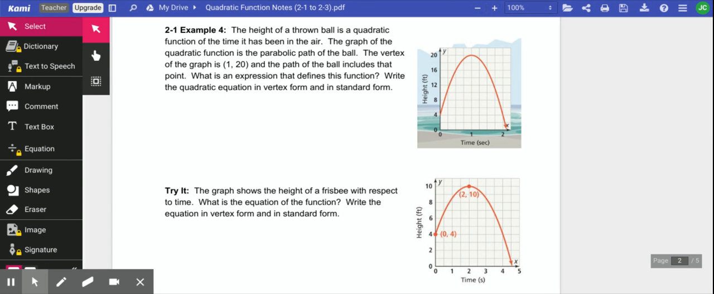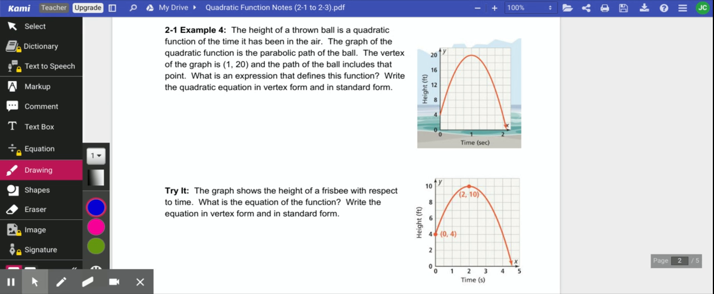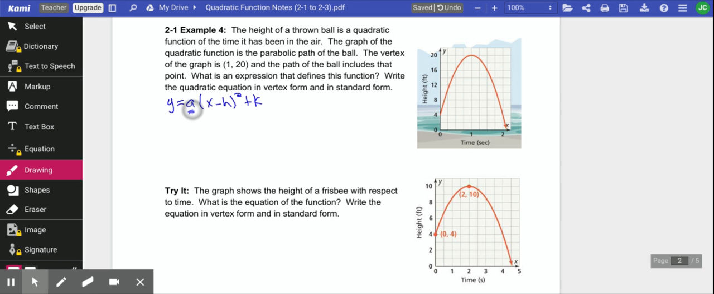The vertex of the graph is (1, 20), and the path of the ball includes that point. What is an expression that defines this function? And write the quadratic equation in vertex form and in standard form. So we're going to start with vertex form because that's the one we did in the last video. So y equals a(x minus h) squared plus k. And we need to figure out what a, h, and k are.